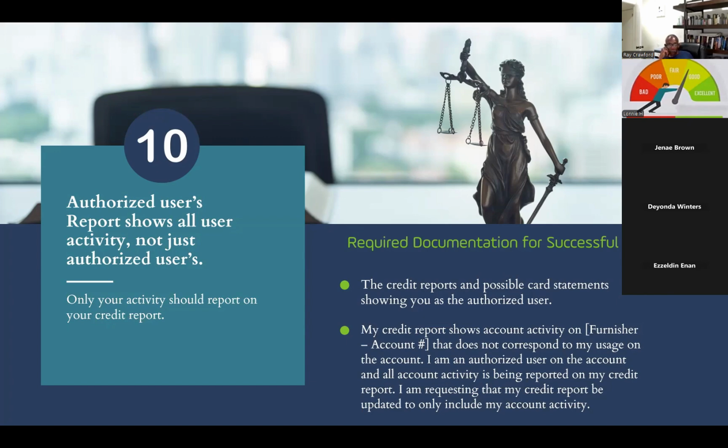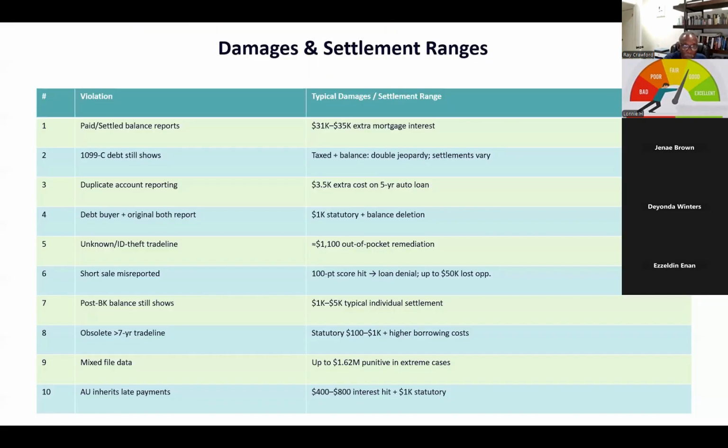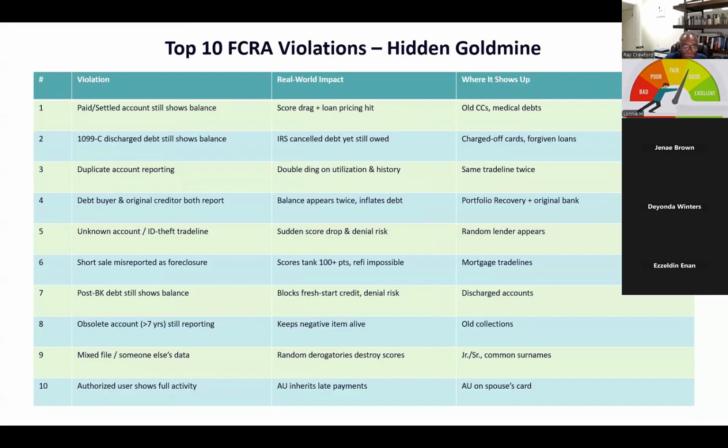You generally leave those alone unless it's really hurting your client and you can't get it fixed by the credit bureaus on your own. So I'm going to go backwards real quick and show you what happens to your clients. The paid settled account still shows a balance, so obviously it's going to hit the score, and any loans that they get, whether it be cars or housing or whatever, is going to go up. So that's how they can find that there's damages.